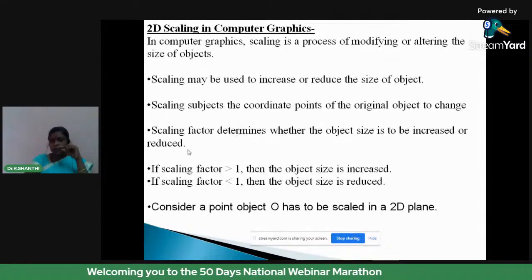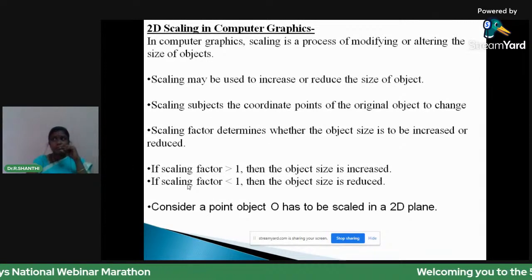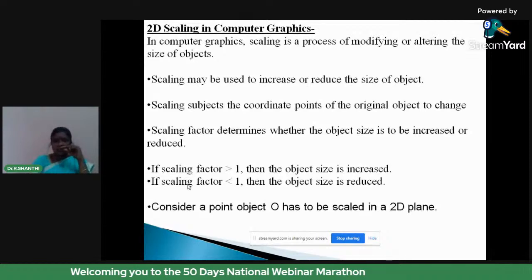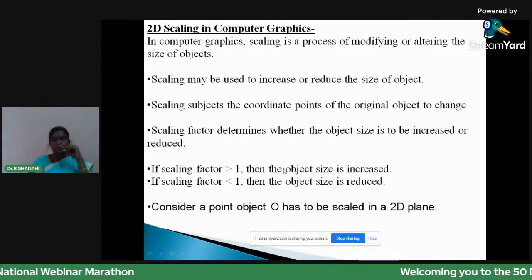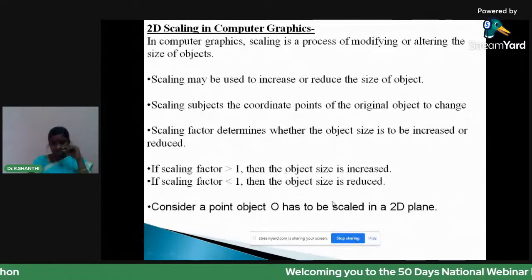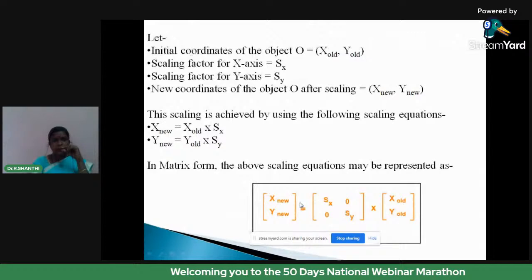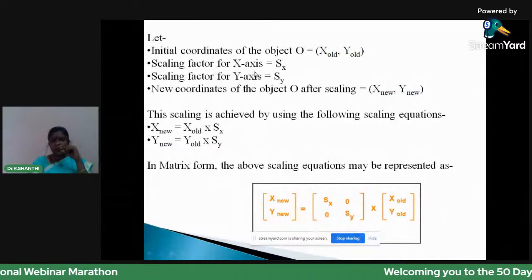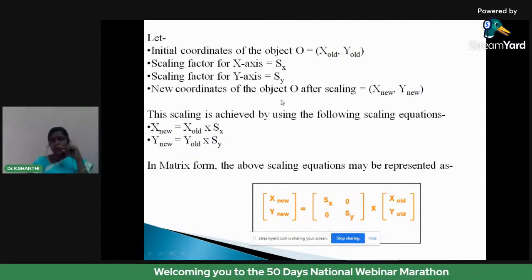Suppose the scaling factor is greater than 1, then what can you guess? You can guess that the object size is increased. If it is less than 1, that is 0 or negative values like minus 1, then you can consider that the size of the object is reduced. Okay. For example, take the initial coordinates of the object as x old and y old. Then the scaling factors for the x-axis and y-axis. Here you have two different factors, sx and sy. So now the new coordinates of the object.